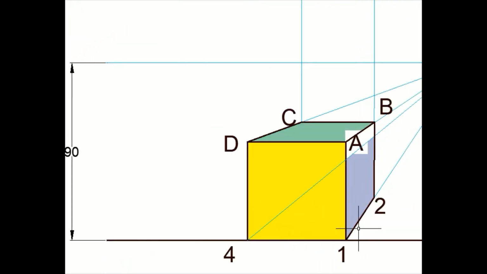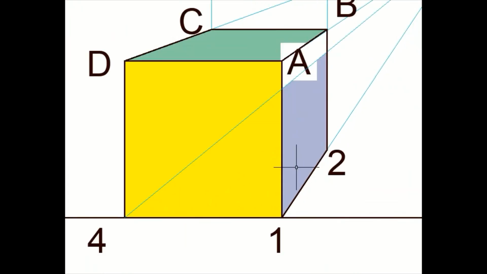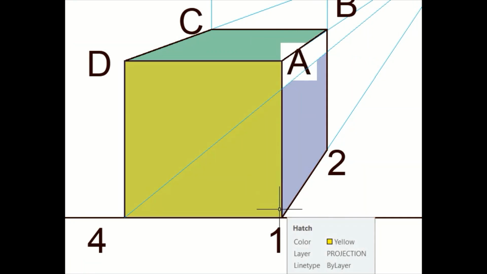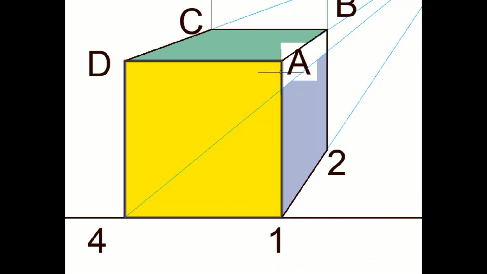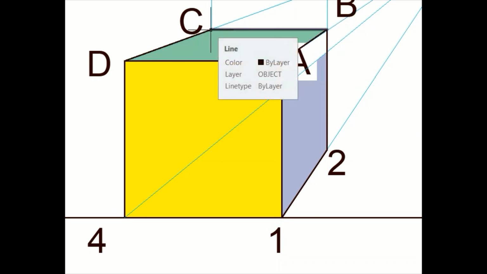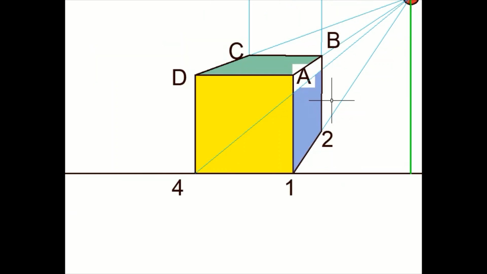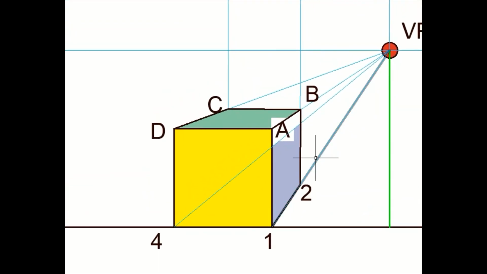For example, in this case, if you look at this carefully, edge A1 is the true length, that is 50 mm, because the cube edge length is 50. So 1A is 50, AD is 50. But if you look at the corresponding edges at the rear face, that is B2 and BC, they appear to be somewhat reduced in size. So that is the feature of the perspective views, that it adds an element of realism.